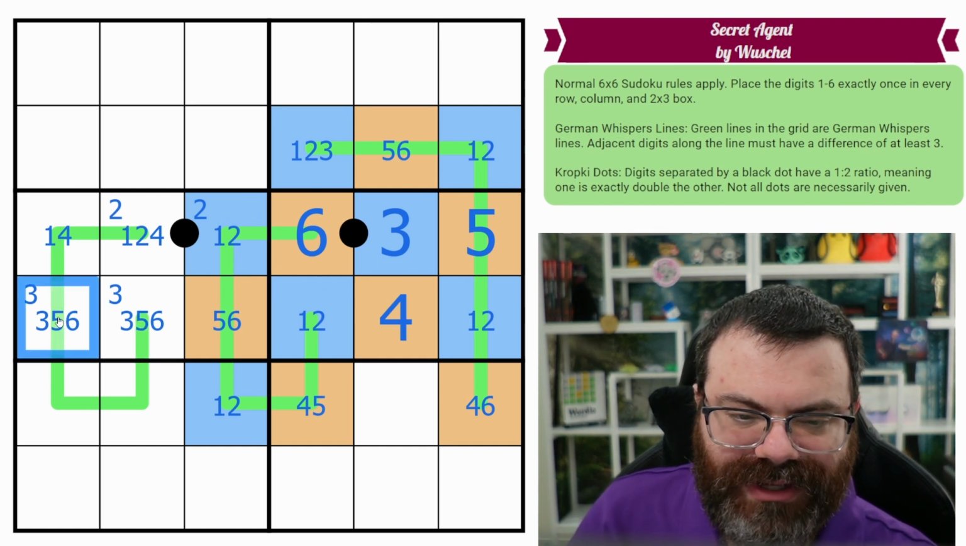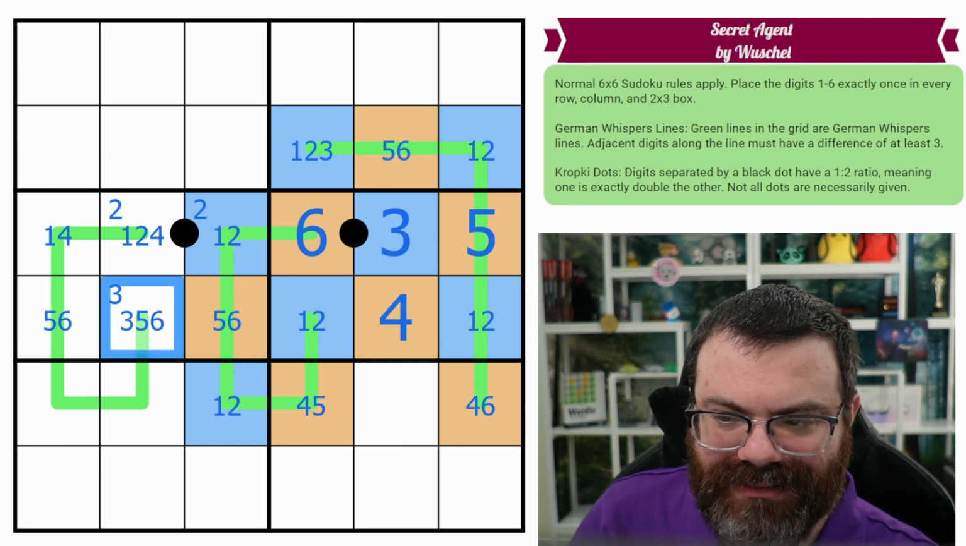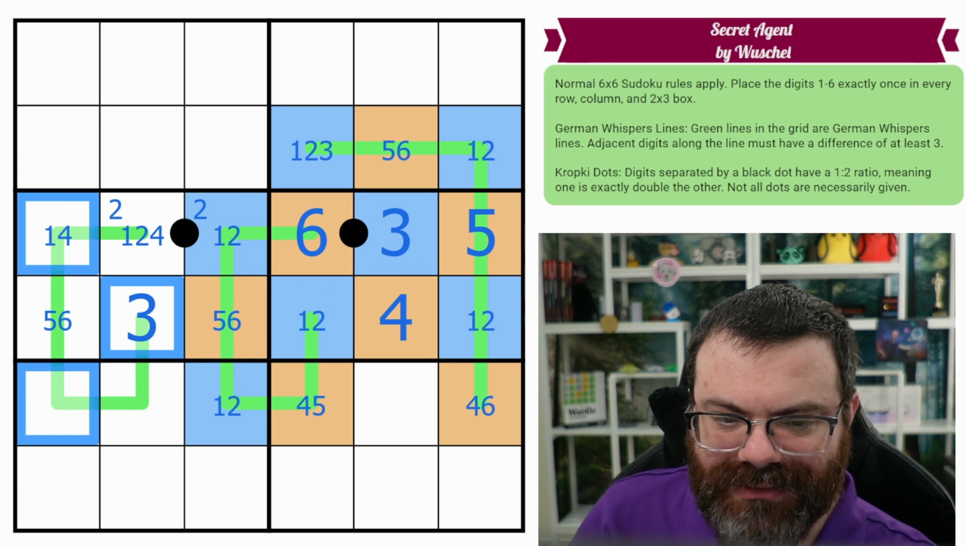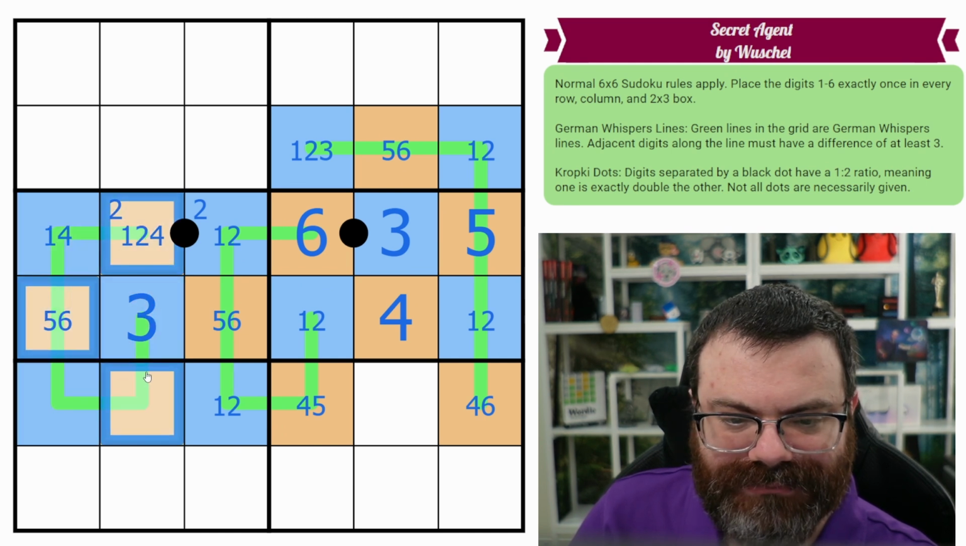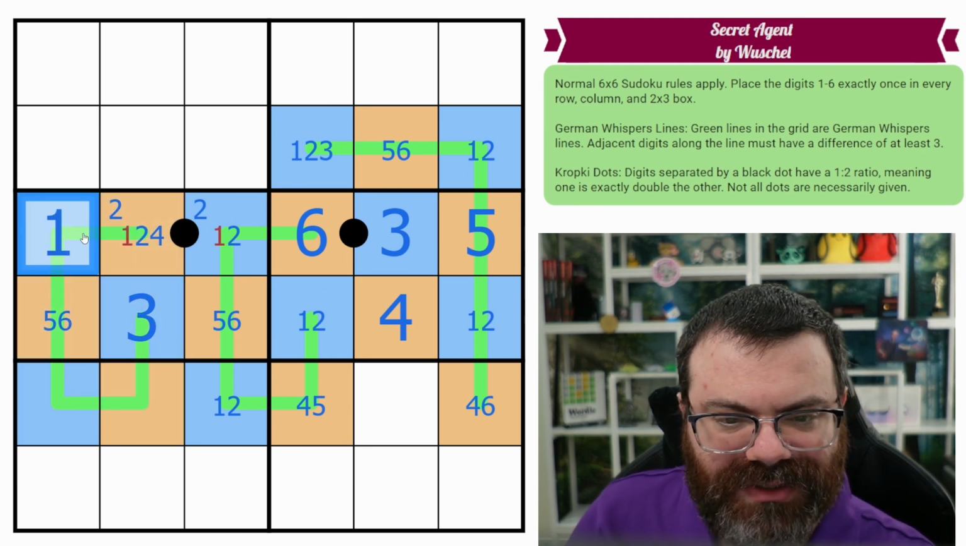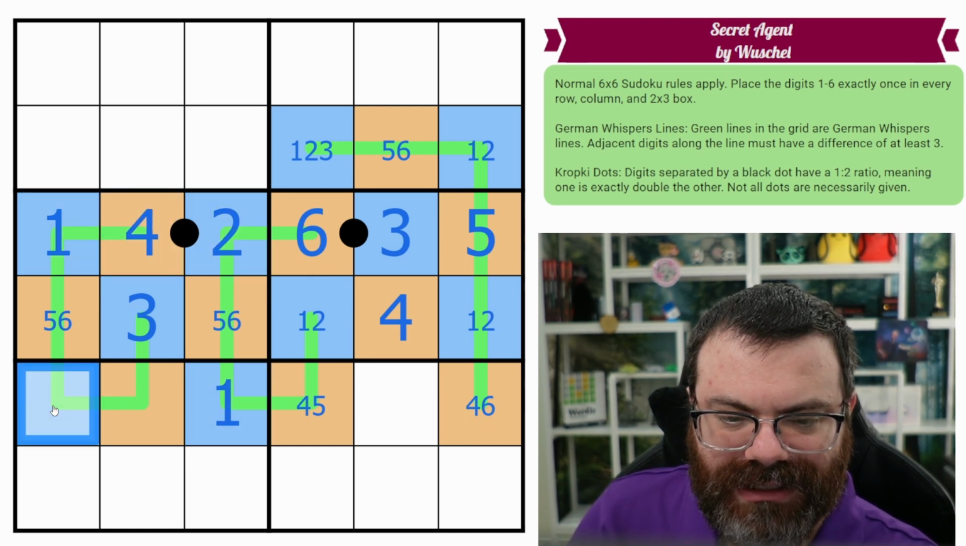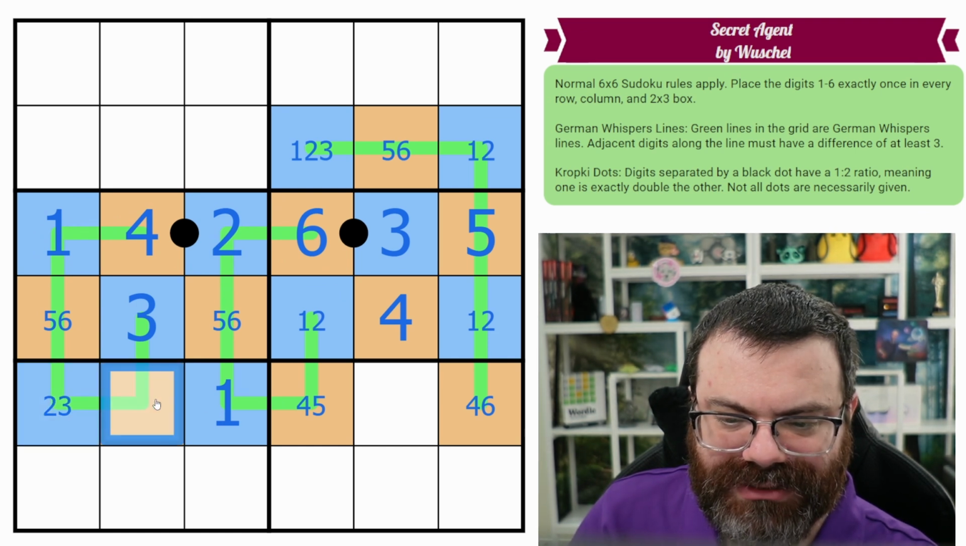Well, this can't be 3. Again, 3 needs to be double 6, so this isn't going to be the 3. So this is the 3, and now we can color. That's low, that's low, that's low. These 3 are high. And so then this is low, so it's a 1. This is high, so it's a 4 going with the 2. That's a 1. This is 2 or 3. I think it could be 3, actually.